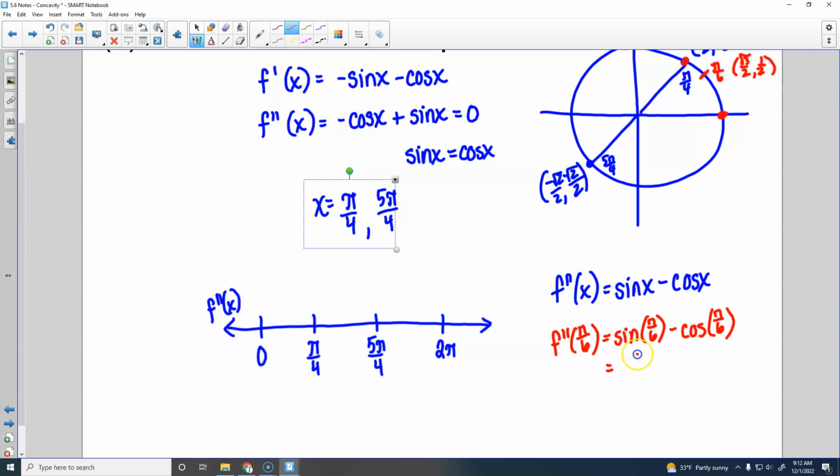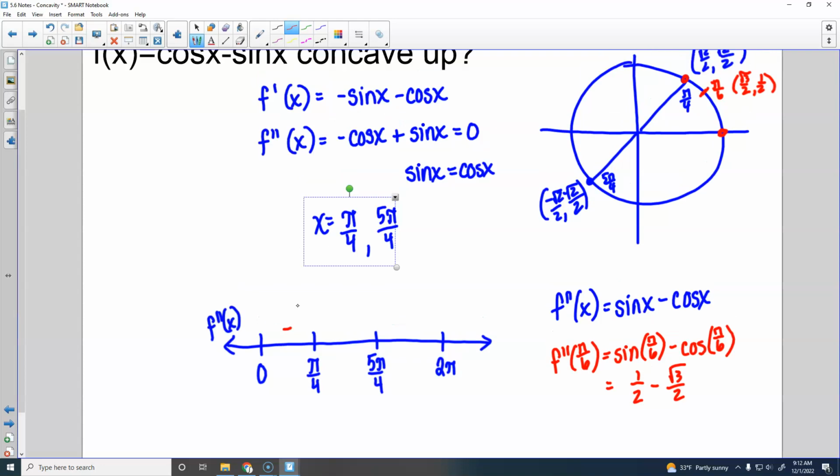Right here, we would have root 3 over 2 and 1/2. Sine is your y coordinate, so you're going to have 1/2 minus root 3 over 2. Okay, is that going to give you positive or negative? It is negative because root 3 over 2 is bigger than 1/2. You don't have to know what it is, you just need to know whether it's positive or negative. Between pi over 4 and 5 pi over 4, I would probably pick either pi over 2 or pi, just because I think they're easier. But you can pick anything that lies in this range right here.